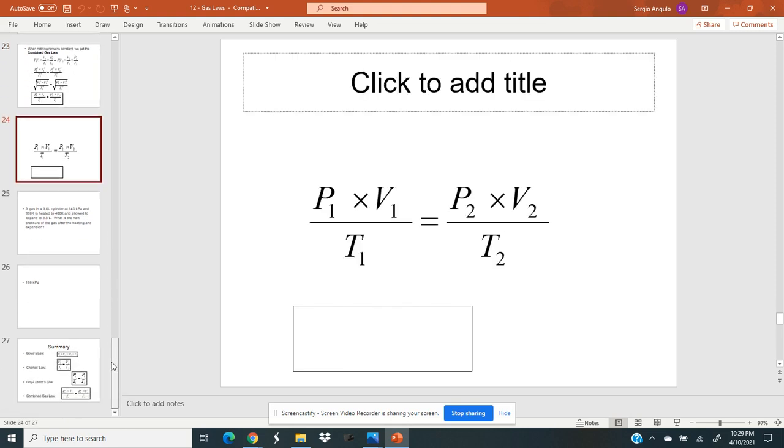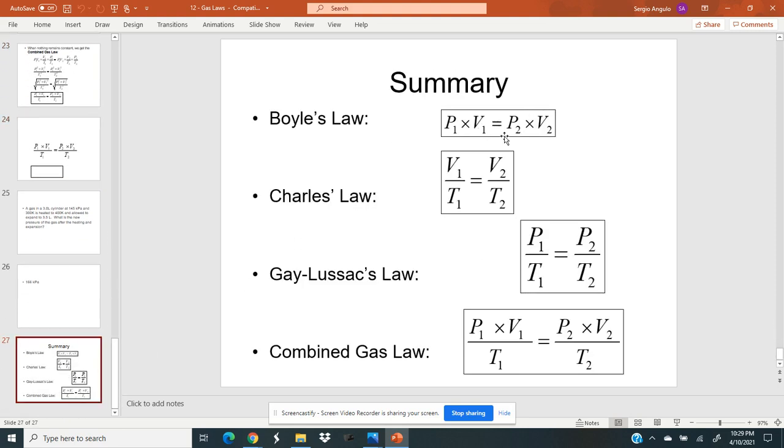Okay. So here's your summary, and these are going to be the equations that we will use: Boyle's law, Charles' law, Gay-Lussac's law, and the combined gas law. And I'll talk about each one of those and do a sample problem with each one of them.